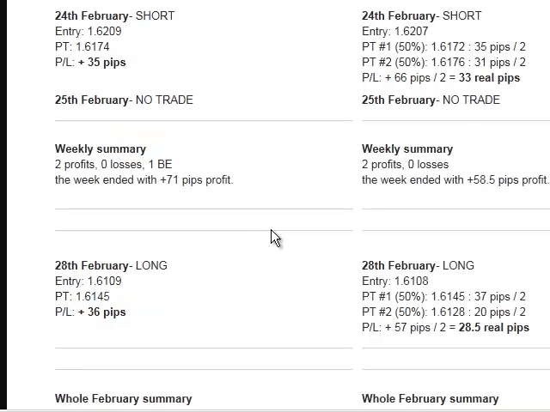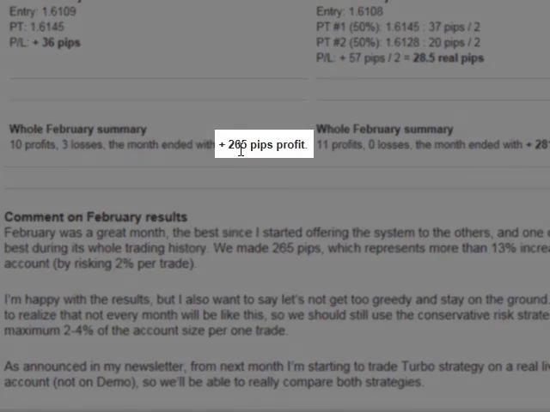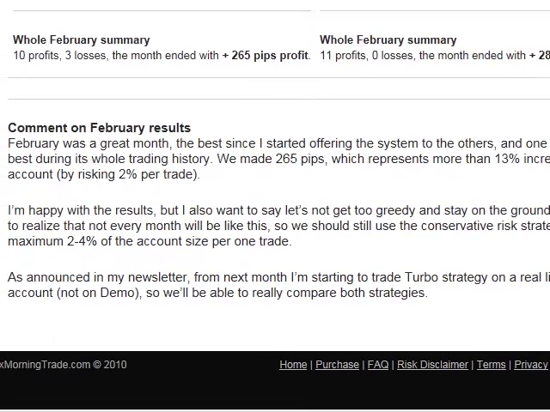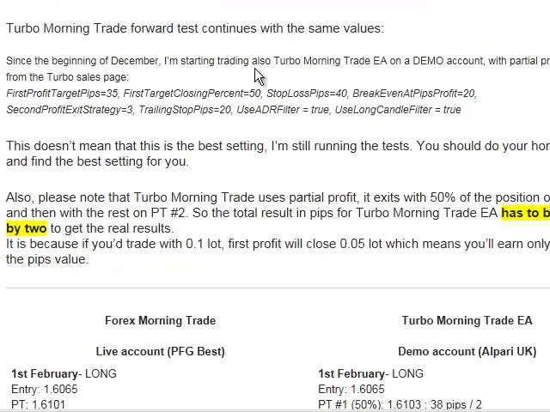So that was a nice week. The total profit for the month of February was 260 pips. You're not going to get this every month, but this is definitely doable with Forex Morning Trade. The guy recommends a 2% profit for each trade, or a 2% risk, but I recommend about 5% if you want to be more aggressive. That's my strategy, is to make money faster. I'm not that patient really, but I'll show you the results for some of the other months here.